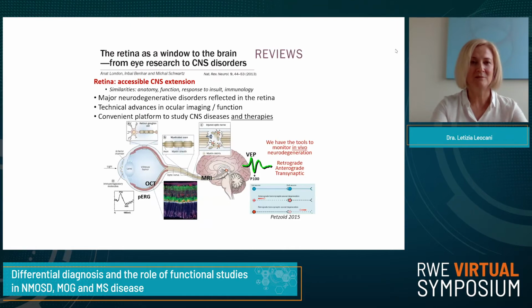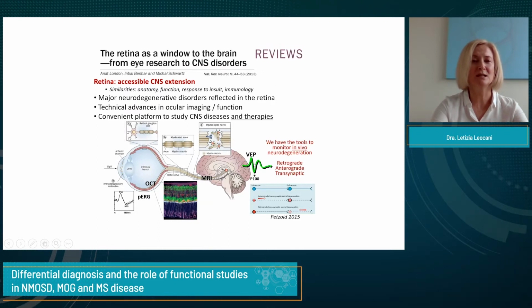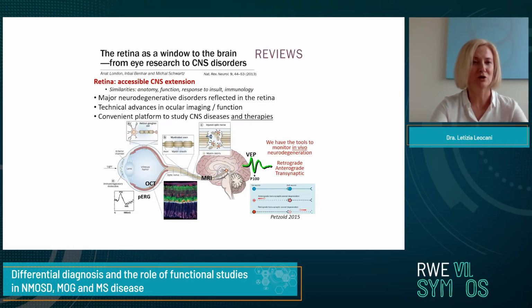This is because the retina is considered a window of the brain, not only for physiological and anatomical reasons, as it is an extension of the brain, but also because now we have the tools to examine the retina with OCT, optical coherence tomography, and we also have functional studies, mainly visual evoked potentials, allowing us to record the time required from the retina to the brain, and so to assess the presence of demyelination resulting in slowing of conduction.